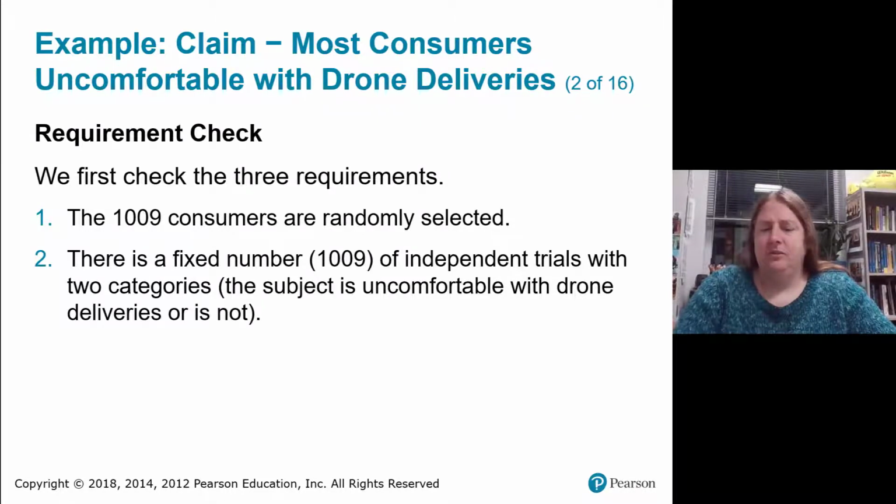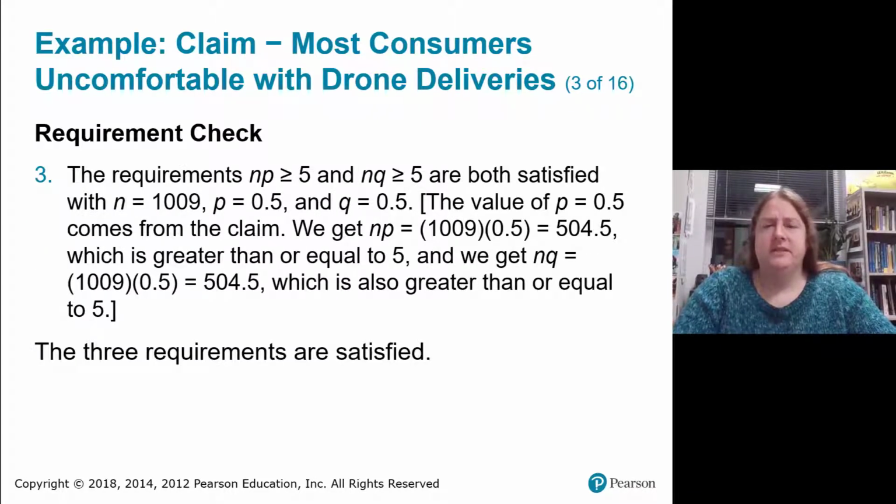All right, so we've got our binomial distribution stuff set up. Then we need to check this np and nq requirement. Both of these need to be greater than or equal to 5. And if we multiply 0.5 times 1,009, we'll see that they are very much so greater than or equal to 5. So we have all three requirements. We're allowed to use a normal approximation of our binomial distribution to conduct our hypothesis test.